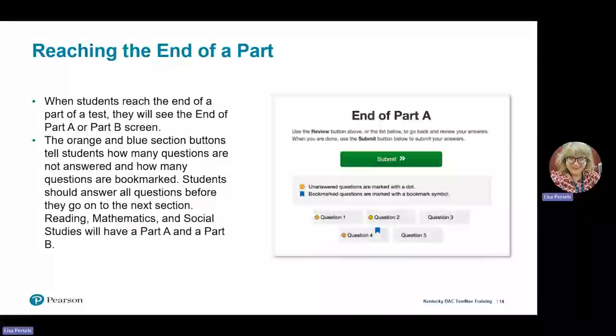When students reach the end of a part of a test, they will see the end of Part A or Part B screen. The orange and blue sections that we just mentioned will tell the student how many questions have not been answered and how many questions have been bookmarked. Students should answer all questions before they go to the next section. Reading, mathematics, and social studies will have a Part A and a Part B.